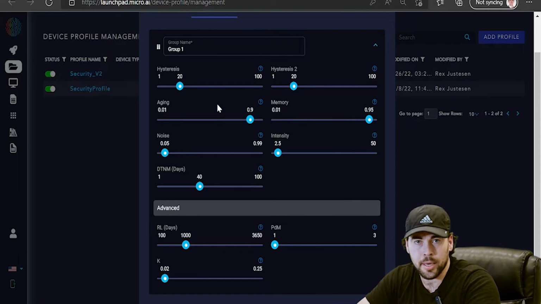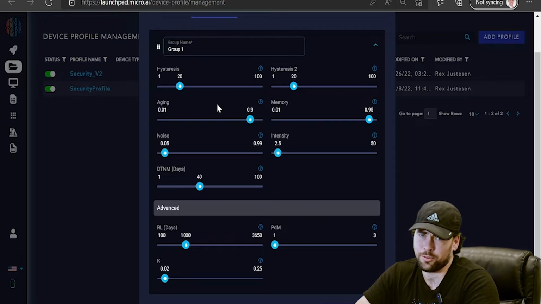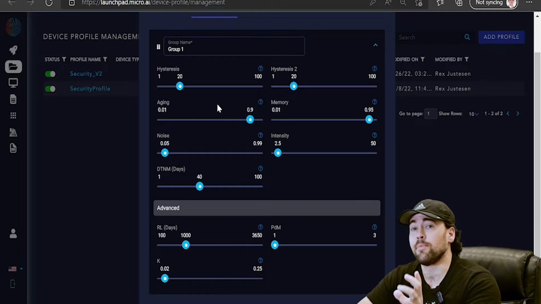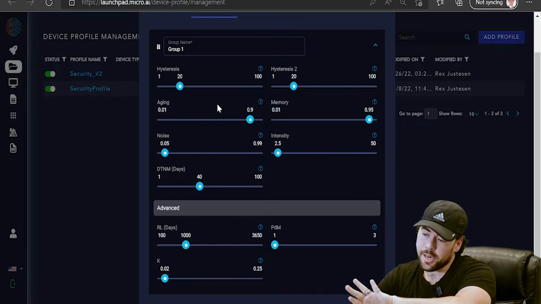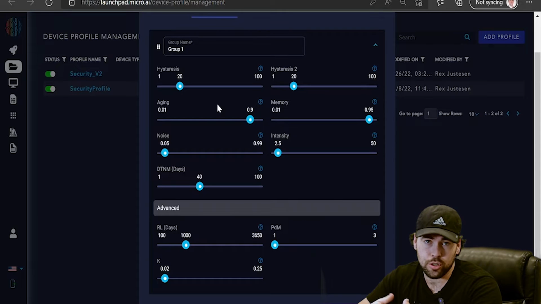My dad was a diesel mechanic growing up, and we had tractors that would last for years, even if the timing went out just by a little bit, something like that. So if you have a piece of sensitive equipment, though, you can decrease the aging so that the AI is more sensitive to those slight changes.